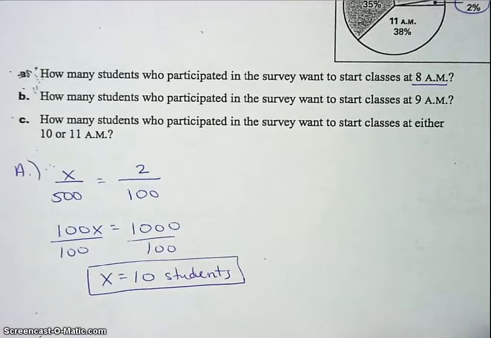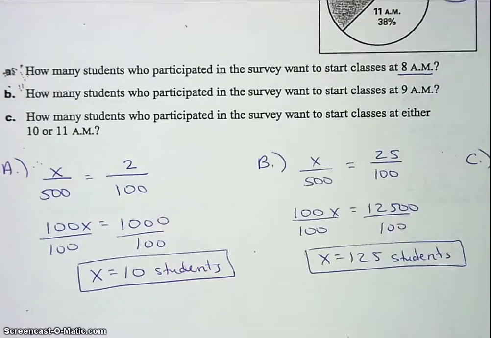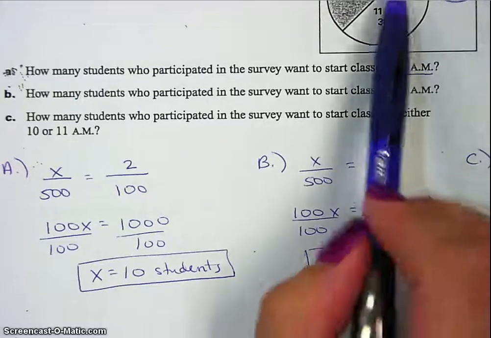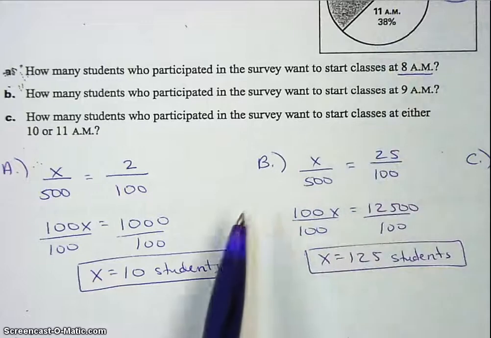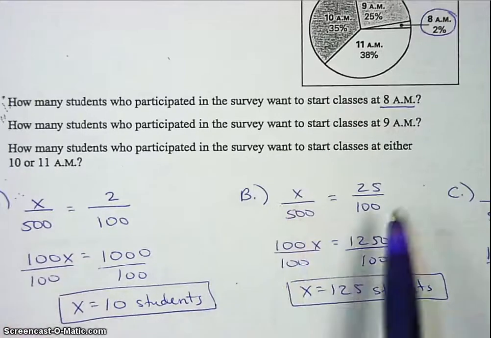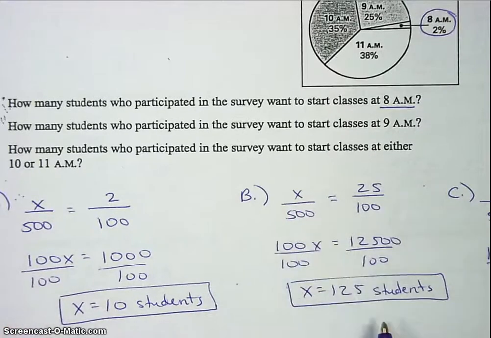Pause the video. When you're ready to see the answers, turn it back on. Alright, so B was pretty much just like A. This time we need 25% because for 9 a.m. there were 25% that said they wanted to start then. So cross multiply, 125 students were willing to start classes at 9 a.m.